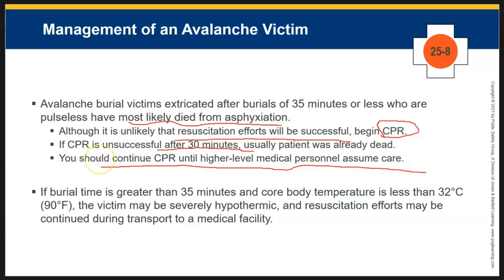If the burial time is greater than 35 minutes and the body temperature is less than 90 degrees Fahrenheit, the victim may be severely hypothermic. We see this low body temperature, and so we'll continue those resuscitation efforts during transport to a medical facility.